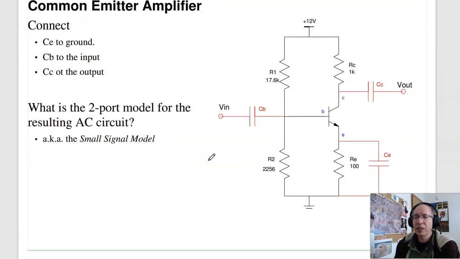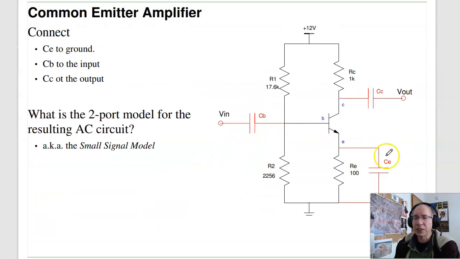So starting out, there's kind of 3 ways you can connect the circuit. I can take the emitter, tie it to ground, the base, tie it to ground, or the collector, tie it to ground. That gives you 3 different amplifiers. The first one we're going to look at is the common emitter amplifier. Take the emitter, tie it to ground, input goes at the base, output goes at the collector. What's the resulting 2-port model?